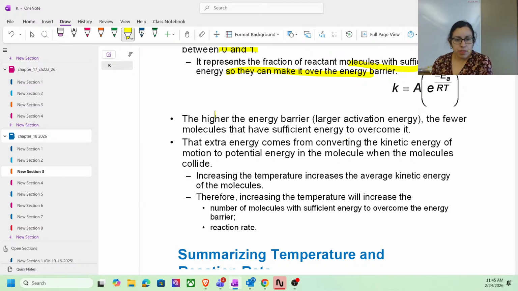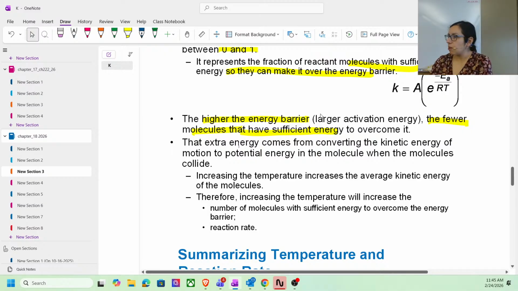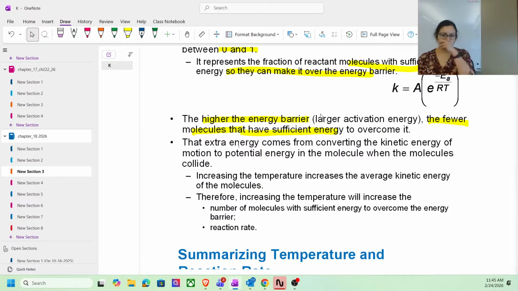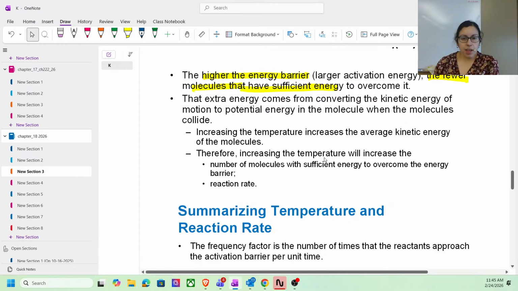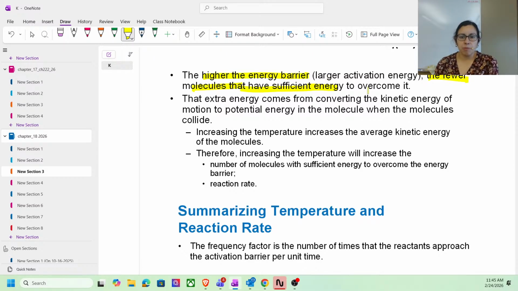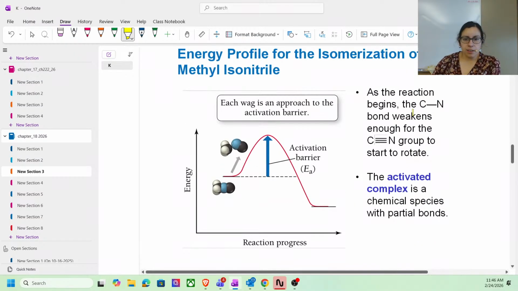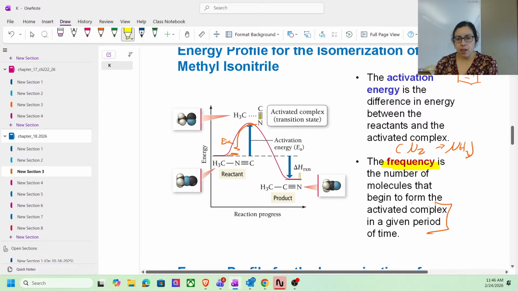But in general, the higher our energy barrier, the fewer molecules have sufficient energy to overcome it. And again, that's something else you could quantify if you were interested: what is the activation energy? What is the orientation? And then the extra energy comes from converting the kinetic energy of our motion to potential energy in our molecule. So, again, ideally, and this is shown here, your product is more thermodynamically favorable.